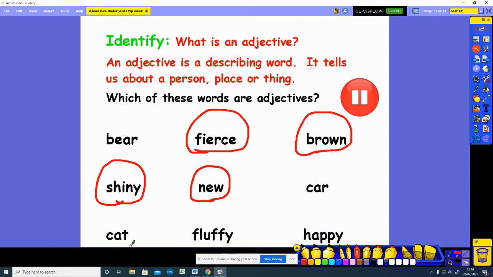Cat. Is cat an adjective? No, cat is not an adjective. It is a noun. It is a thing. It's a kind of animal. It is not an adjective. It doesn't describe anything.